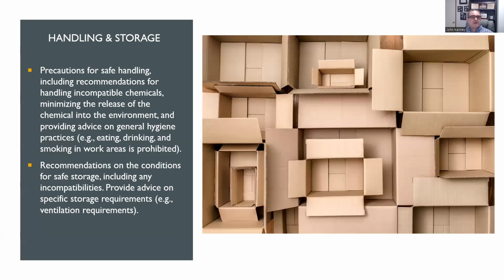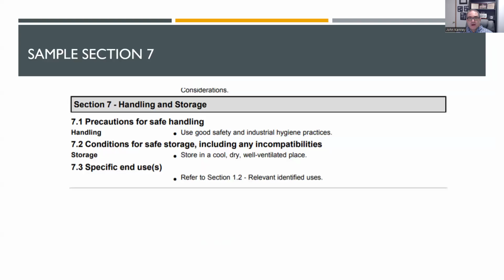Handling and storage. Under this section, you're going to get precautions for safe handling, including recommendations for handling incompatible chemicals, minimizing the release of chemical into the environment, and providing advice in general hygiene practices. Recommendation on conditions for safe storage, including any incompatibilities. Provide advice on specific storage requirements. So again, manufacturers, regardless who it is, all of these will be done in the same manner.